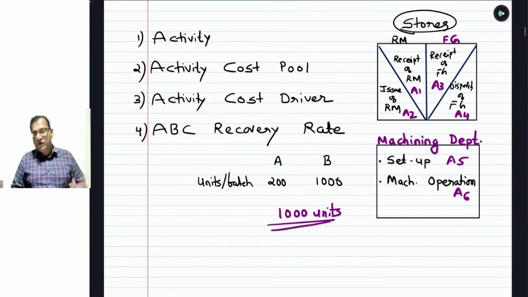ABC recovery rate. What is ABC recovery rate? The recovery rate through which we will recover the overhead of a particular activity is known as activity based costing recovery rate. Write it down, beta.